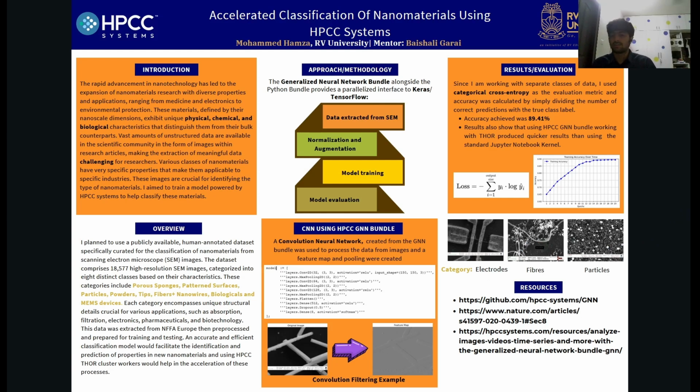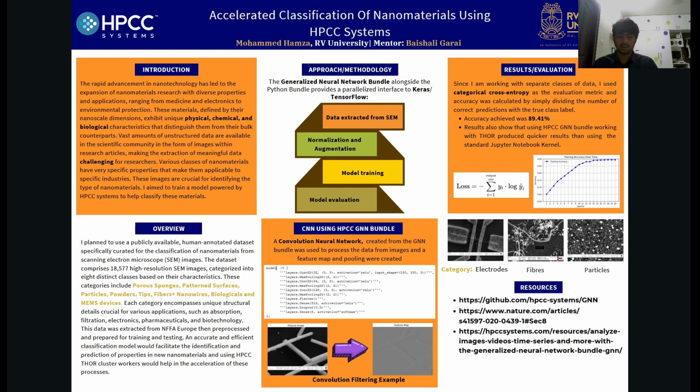You can see electrodes, fibers, and particles. Each of these categories encompasses unique structural details, which are crucial for many different applications, specifically absorption, filtration, electronics, pharmaceuticals, and biotechnology. This data was taken from a research paper produced by NFFA Europe, and then it was pre-processed and prepared for training and testing. All of it was done completely using ECL.